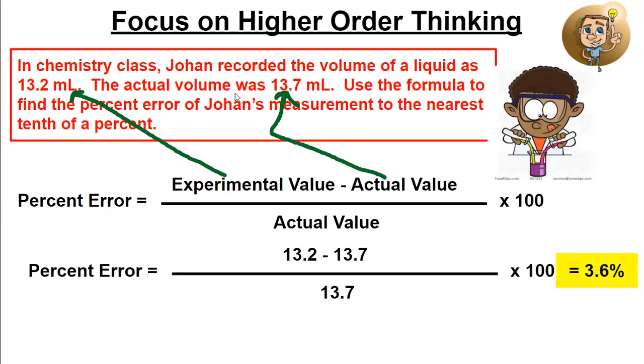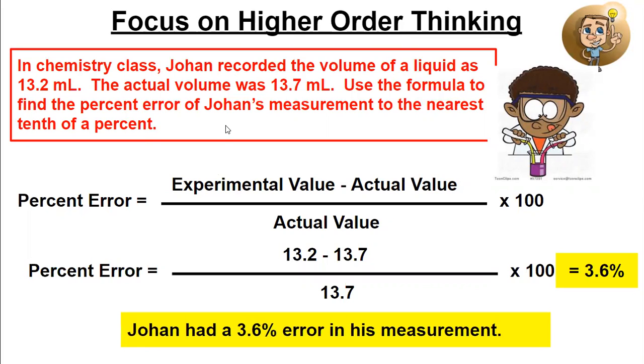Use your good old calculator and you would get 3.6%. How do you use a calculator, by the way, to do this? Well, you would type in 13.2 minus 13.7 and hit equals. You'd write down that number on a piece of paper. Then you would put that number in again and divide by 13.7 and hit equals, get an answer, and then times by 100, and then you would get 3.6%. Okay? Johan had a 3.6% error in his measurement. Scientists always do this, where they figure out the percent of error of their experiments.